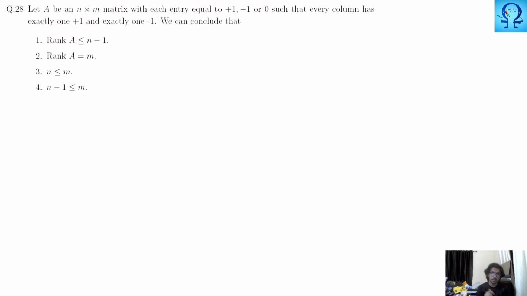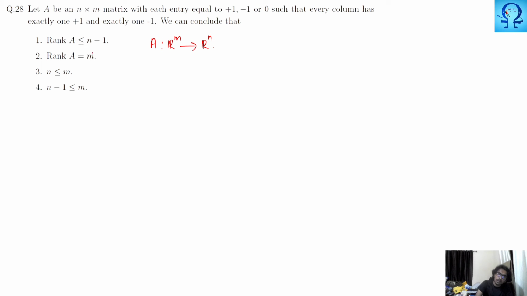Moving to the next question, here we have a matrix which is actually of order n by m. Therefore this can be treated as a mapping from Rm to Rn, with each entry equal to 1, minus 1 or 0, such that every column has exactly one and only one entry. This is what they are saying. Then what can we conclude? This is what the question is.